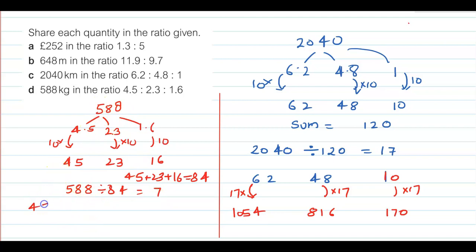Now what you can do, 45 times 7, then 23 times 7, and 16 times 7. What is 45 times 7? 315. Okay, and 23 times 7? 161. Okay, and 16 times 7 is? 112. Okay, if you add them, see, 588 is coming. Yes. Okay, that's good. So this is the way we do it.